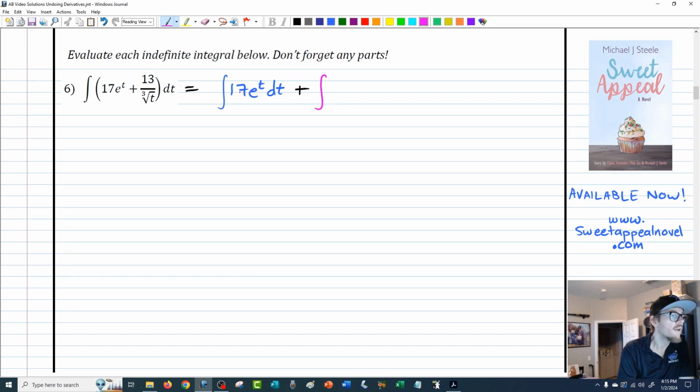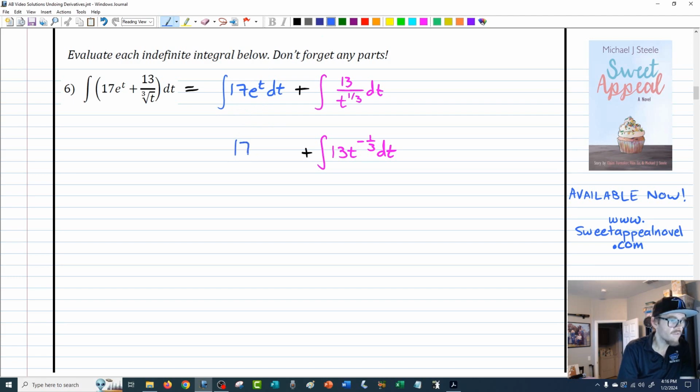Okay, maybe not. And then the second one, we have 13 over the cube root of t. But I know that that's going to take a little bit of effort to get there, so I'm going to start sort of whittling it down. 13 over the cube root of t is 13 over t to the 1/3 power. And then taking that one step further, that's going to be 13 times t to the negative 1/3 power dt. Now, to evaluate this, we're going to have to take care of that one, and we will in just a second. But first, I do want to take care of 17e to the t.